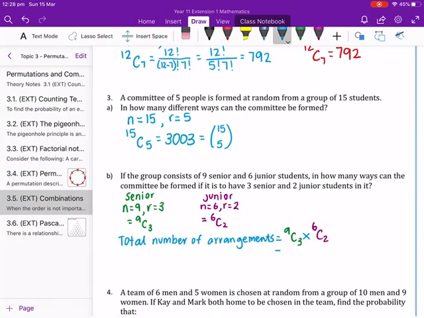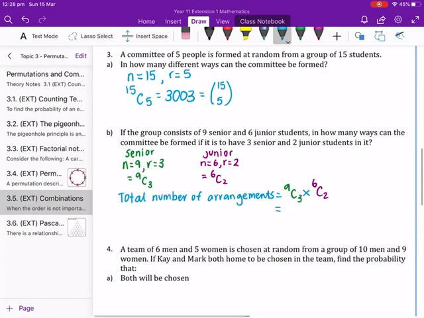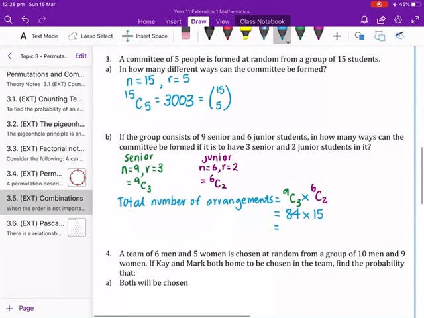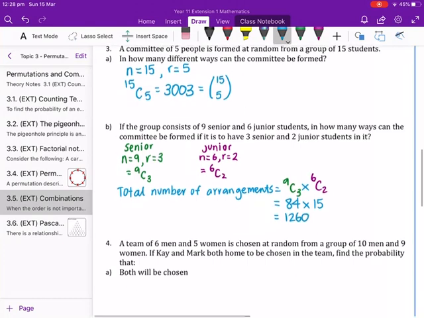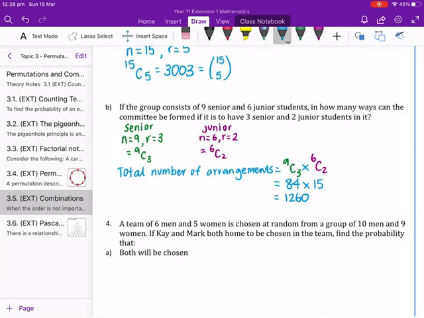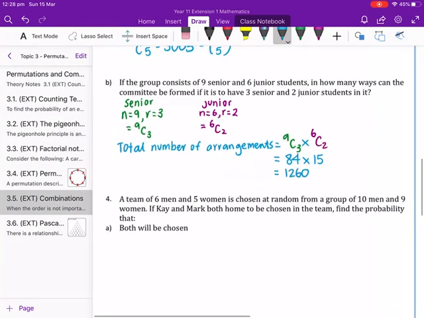So when we put our senior students of 9 choose 3 in our calculator, we get 84, and 6 choose 2, we get 15, which equals a total of 1,260 ways we can pick 3 senior and 2 junior students to be on our committee.